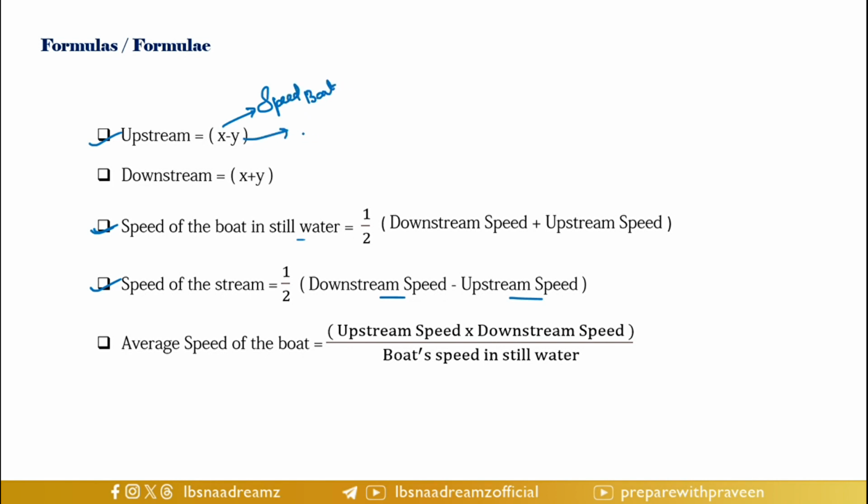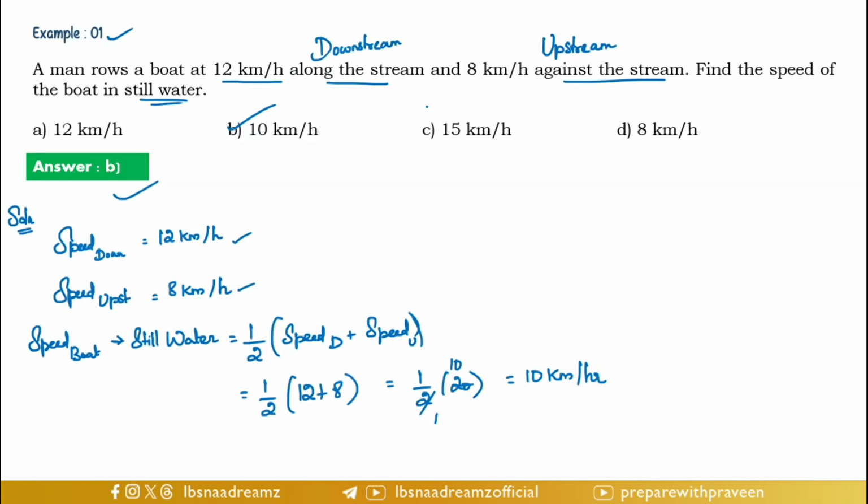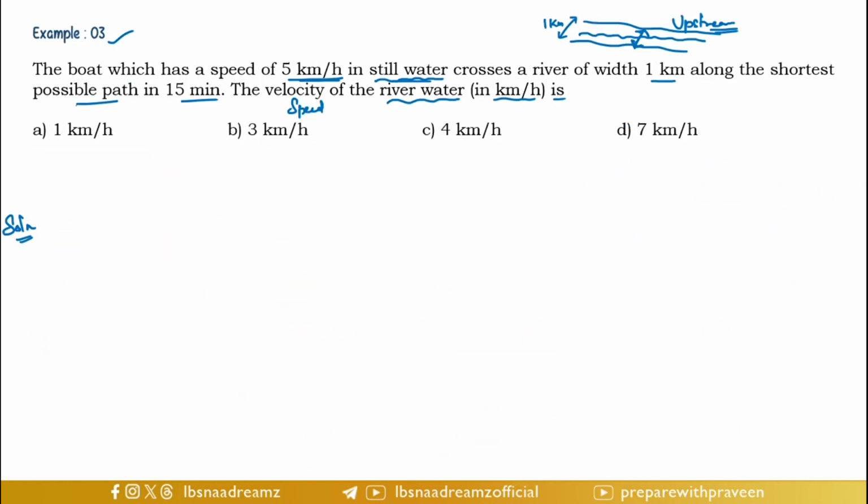and y is equal to the speed of the stream, right? So the formula is x minus y, but we have only one value here, so we need to find the speed of the boat first.